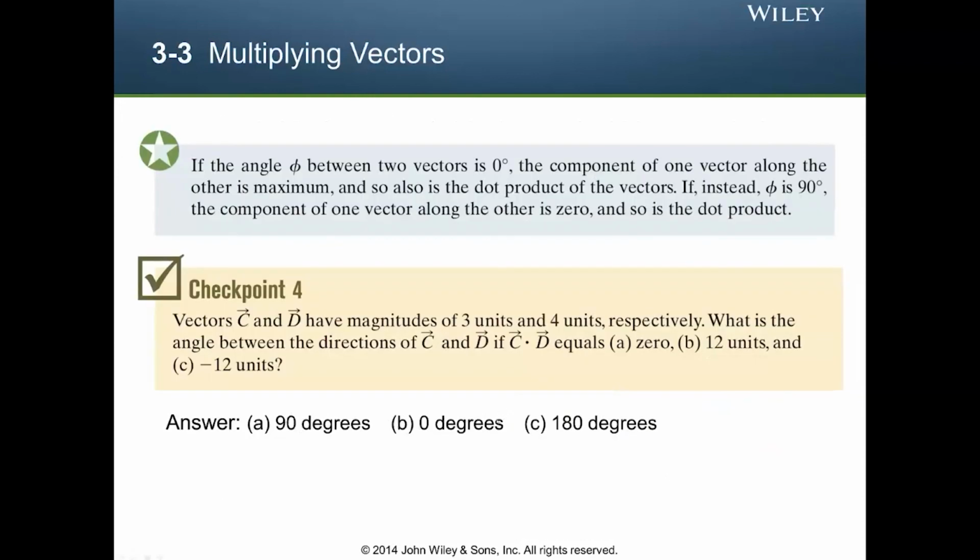Okay, so if the angle phi between two vectors is 0, the component of one vector along the other is a maximum. Right, we talked about this. So cosine, if you're doing that, is then 1.